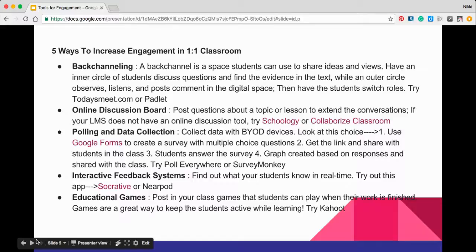Online discussion boards. You can post questions about topics or lessons to extend the conversation. In your learning management system, most likely there is a discussion board tool, but some learning management systems don't. So you can try Schoology or Collaborate the Classroom. Online discussion boards are great because when you post the question or a discussion of the topic, students can chime in and give their answers to those questions.